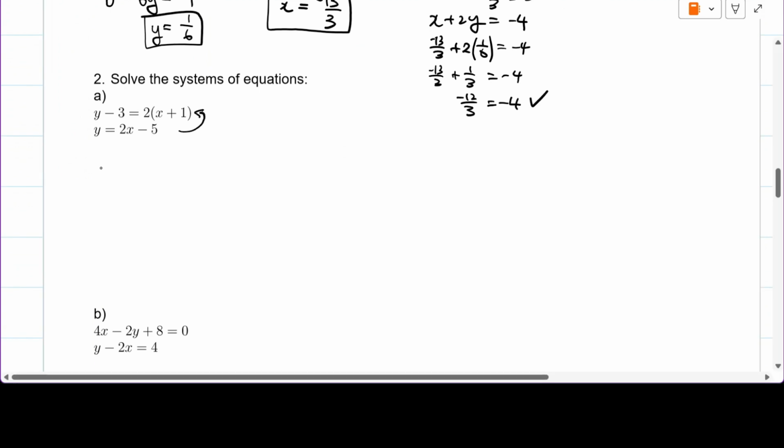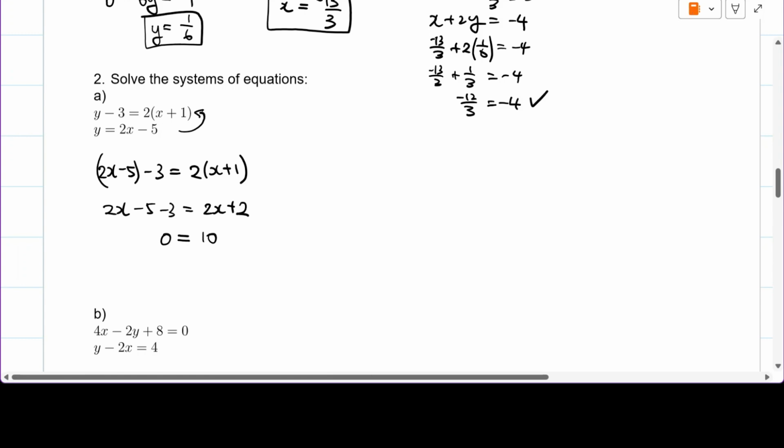So it's going to become 2x minus 5, replacing the y, minus 3 equals 2 times x plus 1. Now let's open up the brackets. That's going to be 2x minus 5 minus 3 equals 2x plus 2. So what is that going to be? Let's collect like terms. It's going to be 0, 2x minus 2x on the left-hand side, and plus 10 on the right-hand side. So I got 0 equals 10.